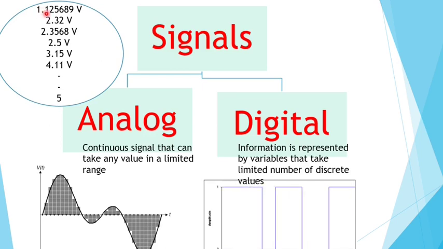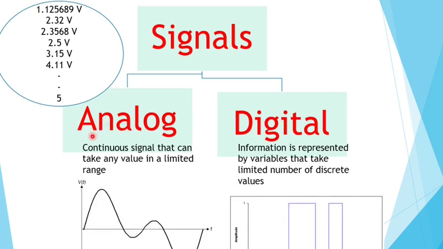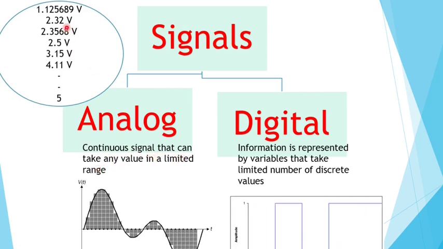It could be 1.125689. It depends upon the precision. It could be 2.32. It could be 2.3568. Or it can be any value between 0 and 5. It can even be 4.11. An analog signal is a continuous signal and it can take any value in the limited range. Here the limited range was between 0 and 5, and it is a continuous signal and it is taking any value. So such a signal is called an analog signal.